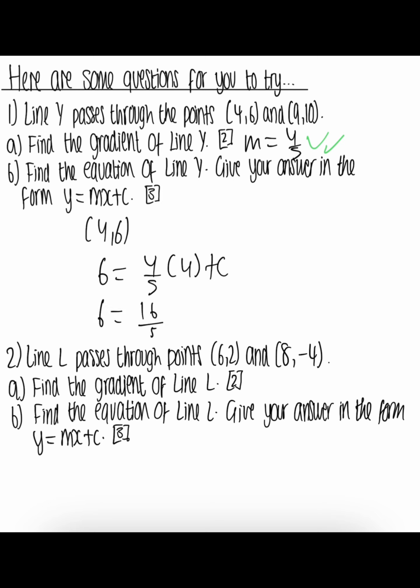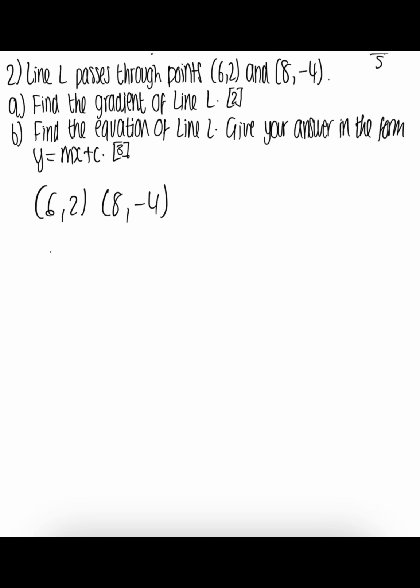Thankfully we've actually got some space this time. How nice. So we've got part 2a. We've got the coordinates 6, 2, and 8, minus 4. And then we just have to find the gradient. So again, we're going to apply y2 minus y1 over x2 minus x1. And that will just give us this.